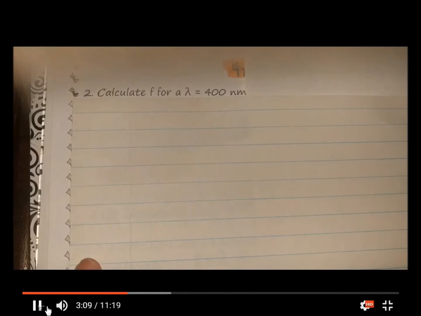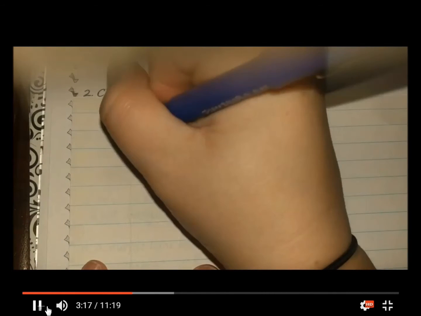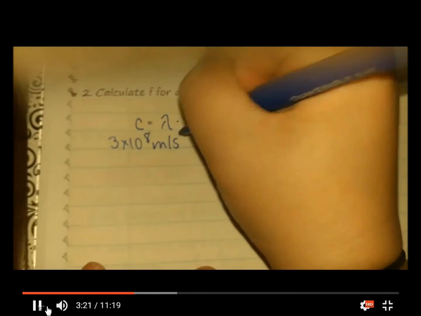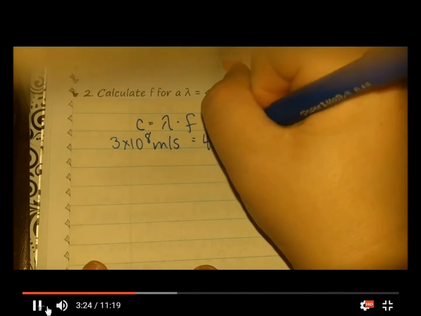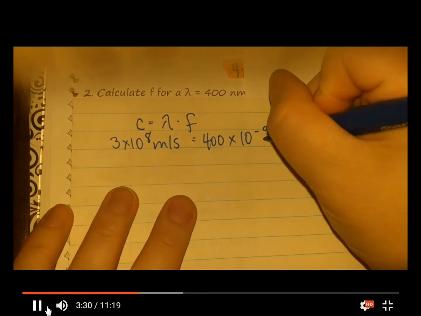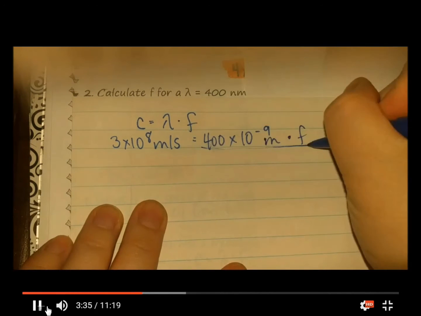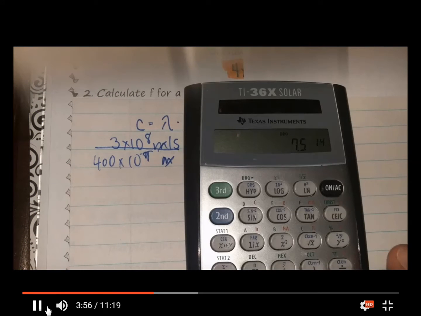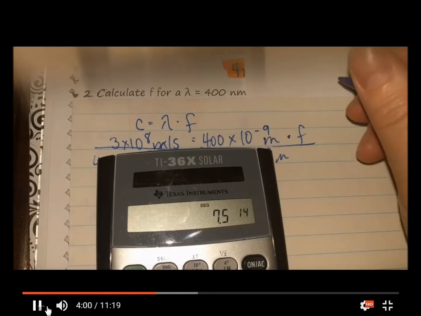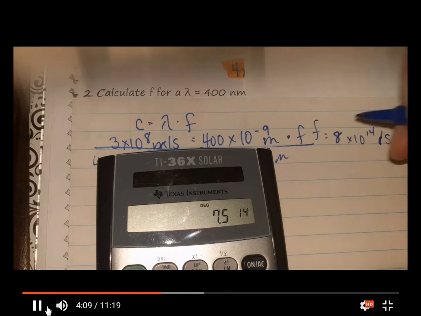Let's do number 2. So we're calculating frequency again. So speed of light is wavelength times frequency. I know the speed of light is 3 times 10 to the 8th meters per second. The wavelength they give me is 400. I'm going to times that to the negative 9th meters. And I'm looking for frequency. So again, I'm going to divide on both sides. So this time I get 7.5, so I'm going to round that to 8 because I can only have 1 sig fig again. And remember the units are per second.